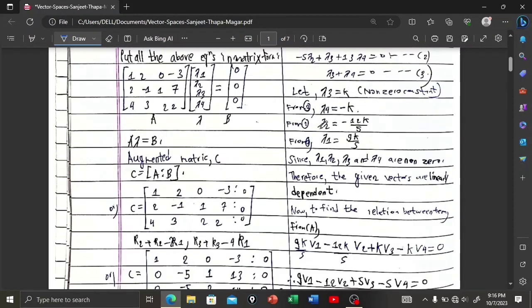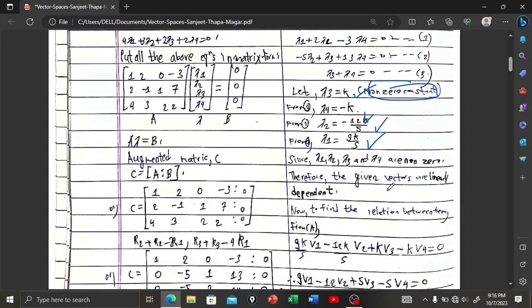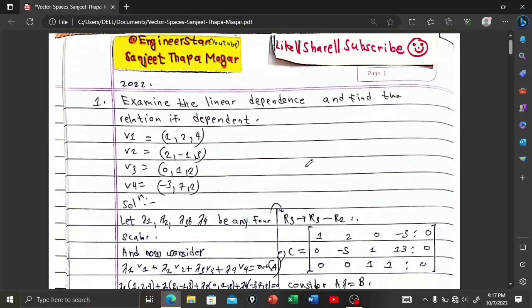Since lambda 1, lambda 2, lambda 3 and lambda 4 all are non-zero, therefore the given vectors are linearly dependent. I repeat this, I bolded this: non-zero and linearly dependent. If any one is 0, then it will be independent. Here all are non-zero, so it is linearly dependent. Now we have examined the linear dependence. This is done.